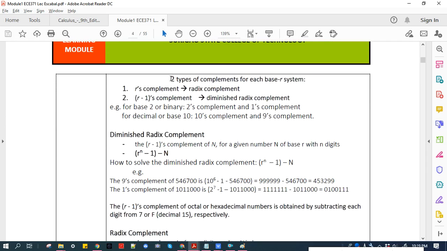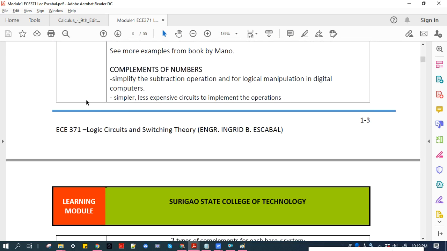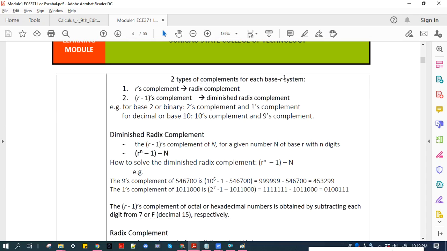So there are two types of complements for each base R system. The complement of a number is actually a general term. It is used in any base system. The first type is the R's complement, where R is the radix or the base. R's complement or the radix complement, and then the R minus 1's complement or the diminished radix complement. It's not hard to remember because the word diminish itself means you subtract or you lessen.